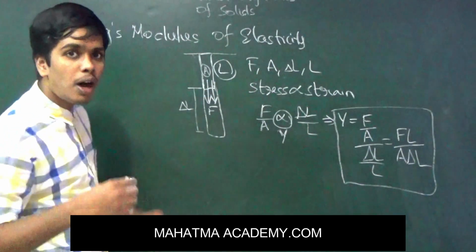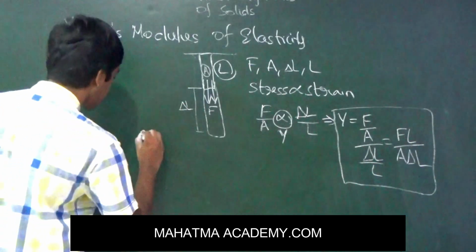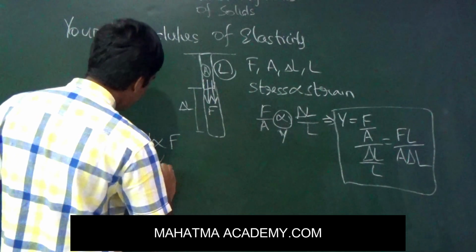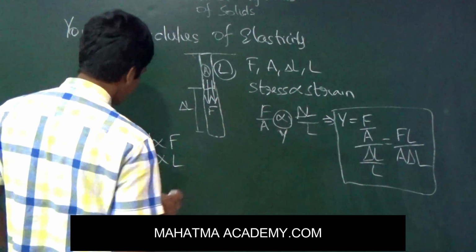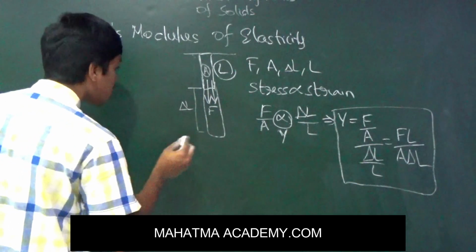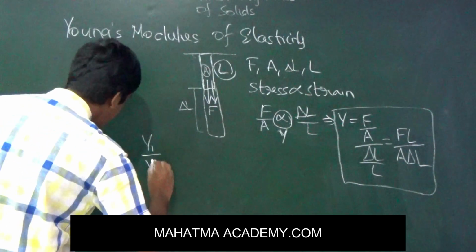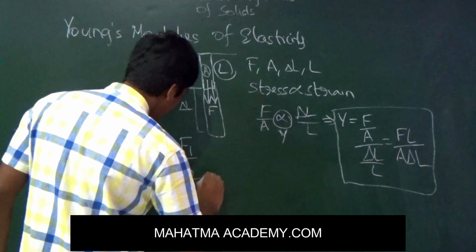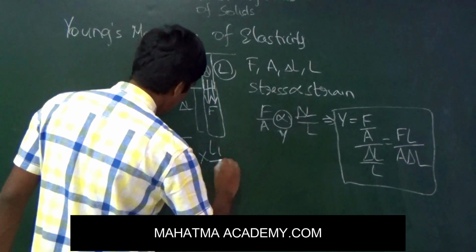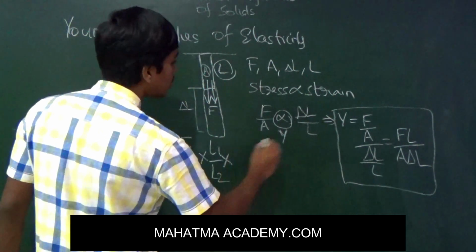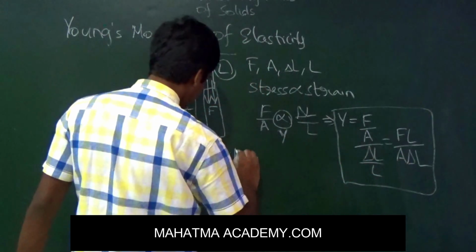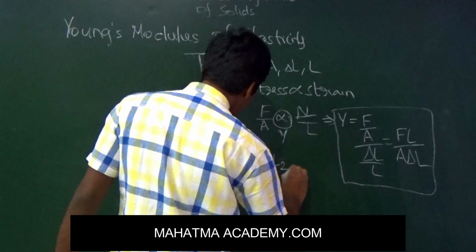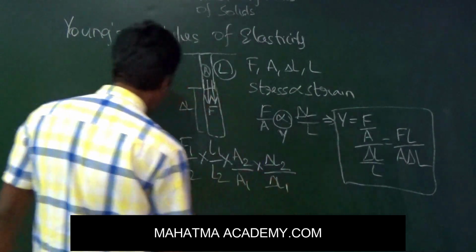Now we will see what is proportional and what is inversely proportional. Y is proportional to force and proportional to length. Or we can write for the two Y's, Y1 by Y2 is equal to F1 by F2 into L1 by L2 into, here it is reversed, A2 by A1 into delta L2 upon delta L1.